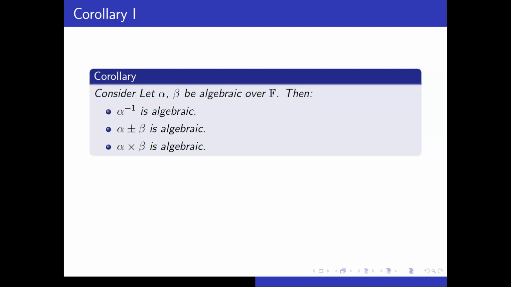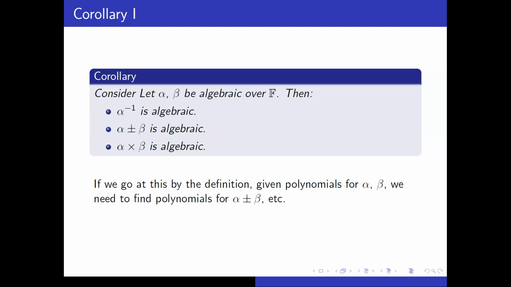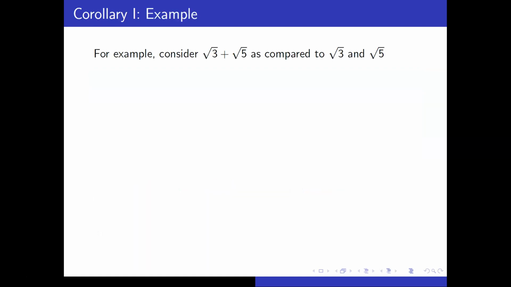Now, if you were to go at this using the definition, you might be tempted: if I know the minimal polynomial for alpha and I know the minimal polynomial for beta, maybe I can figure out the minimal polynomial for alpha plus beta or alpha minus beta, etc. Don't. Just don't. It doesn't work. To give you an idea, let's compare the following numbers. Root 3, root 5, and then root 3 plus root 5.